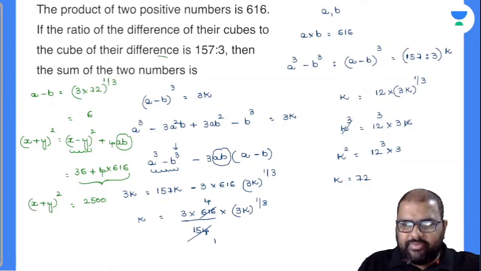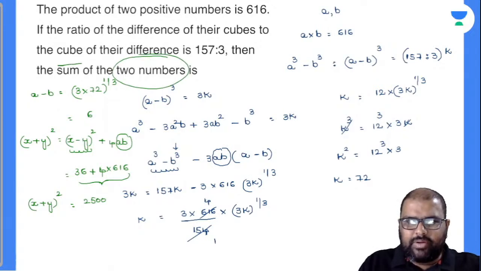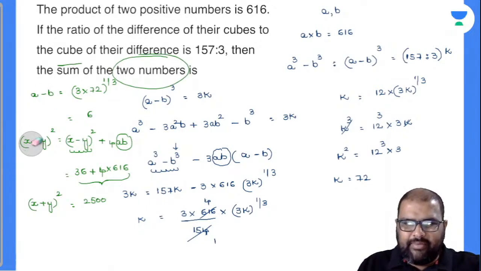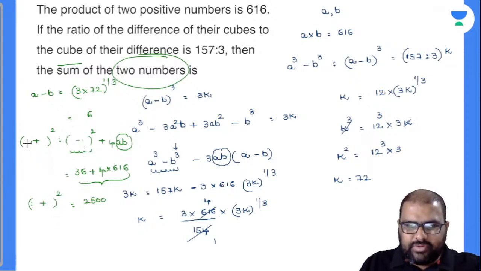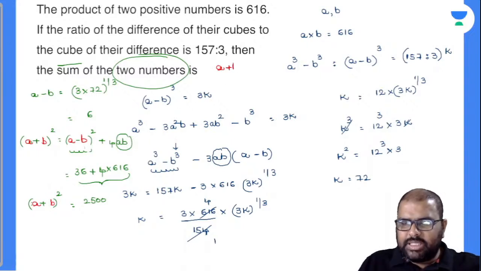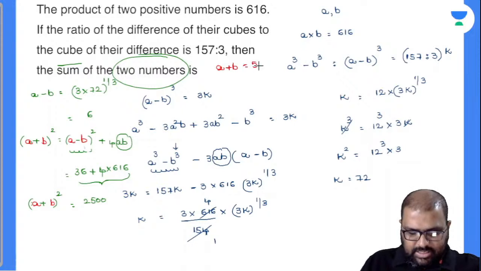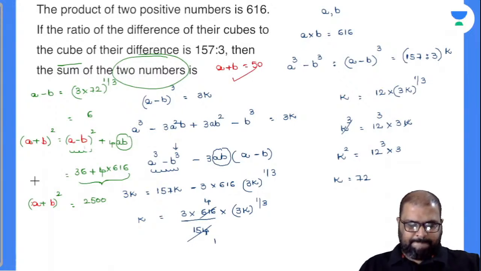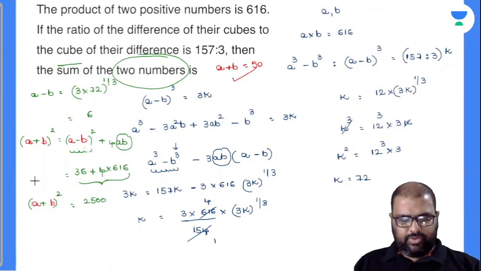So you are asked to find out the sum of two numbers. Sum of two numbers is nothing but equal to, so see, these are values, so I took x and y, no issues. I'll write down this one like this. No issues, don't get confused. A plus b, a minus b, this is a plus b. So automatically what is your a plus b value? A plus b value is nothing but equal to 50, and this is your answer there. Done. Exact, perfect answer, right?